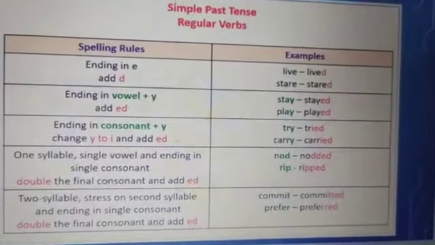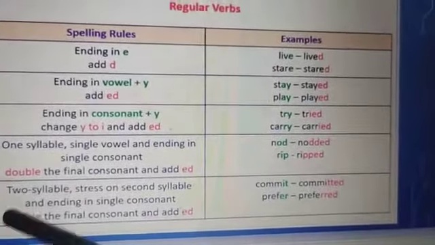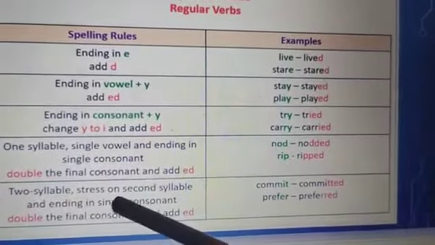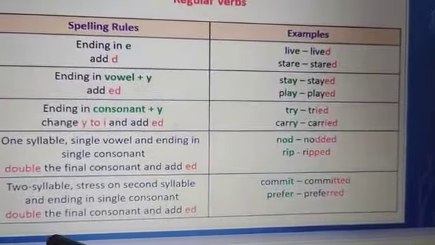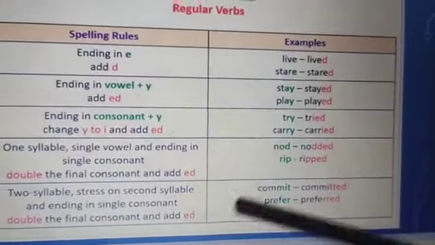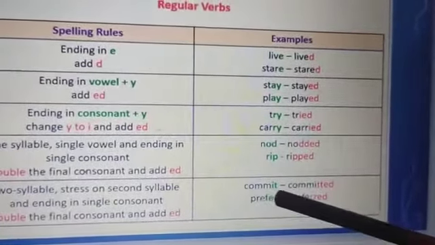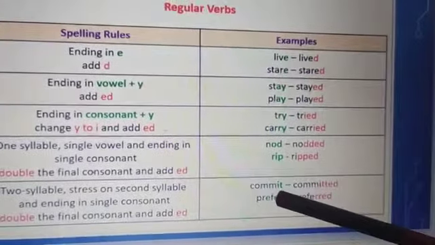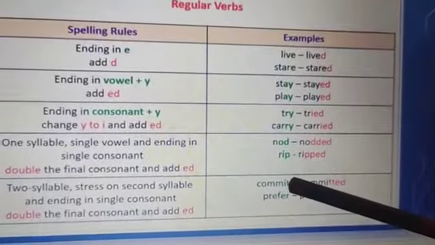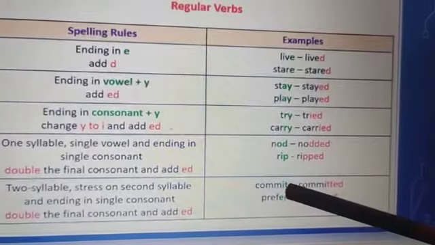Then two syllable, stress. Here you see two syllable with stress on second syllable and ending in single consonant. Double the final consonant and add ed. Here you see commit, meet. Two syllables are there. So here what is happening? Vowel is there, and the last letter is the consonant.